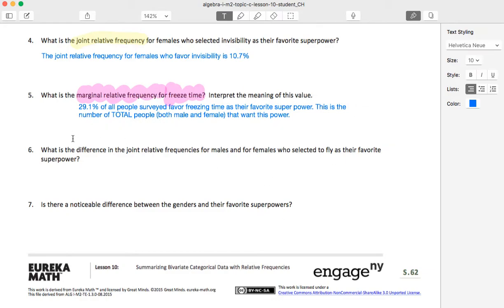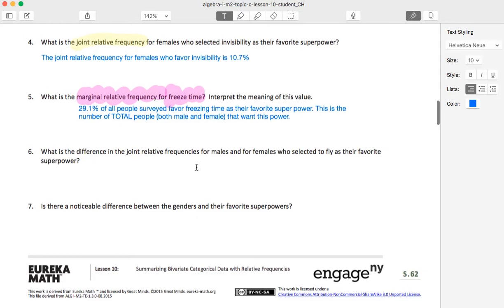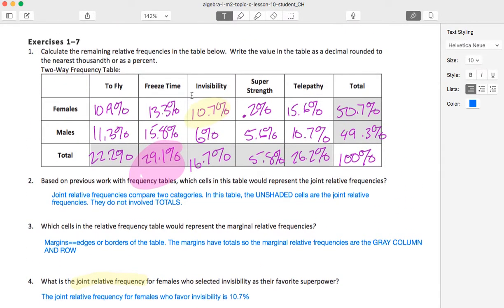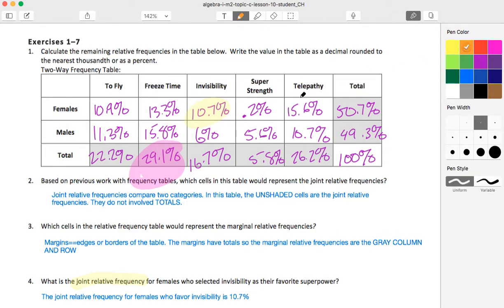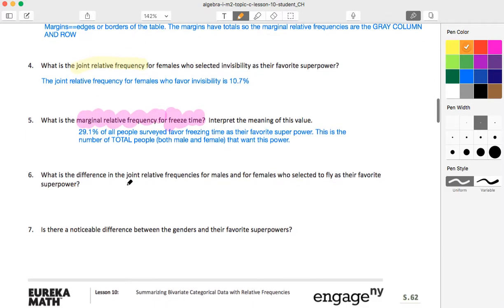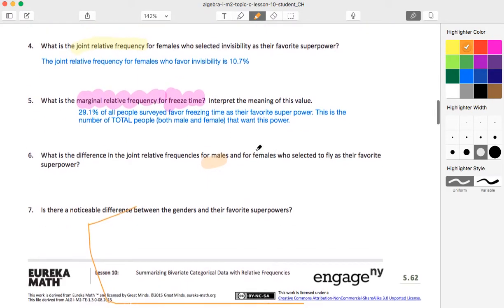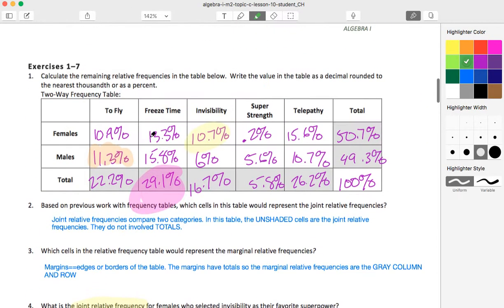All right, number 6. What is the difference in the joint relative frequencies for males and for females who selected to fly as their favorite superpower? Okay, males and females. I'm going to try to pick neutral colors. Males that... oh, my bamboo disconnected. Oh no, it's going crazy. Don't go crazy. Okay. Males that want to fly. So let's scroll up. Males that want to fly, 11.3%. And females who want to fly is 10.9%.